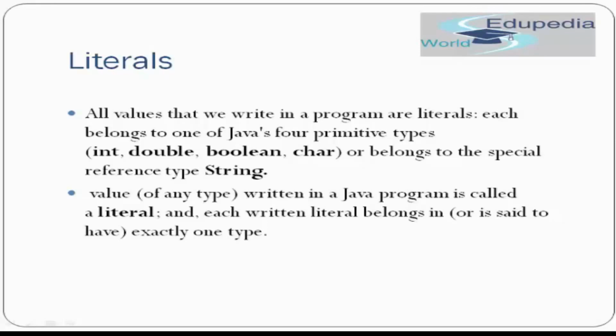The value of any type written in a Java program is called a literal, and each written literal is said to have exactly one type. So whatever value that you are writing for a particular variable name having a particular data type, that value is called a literal.